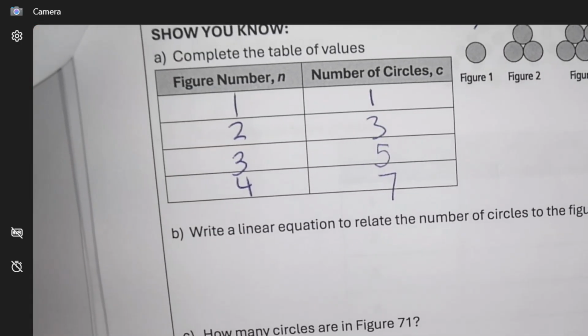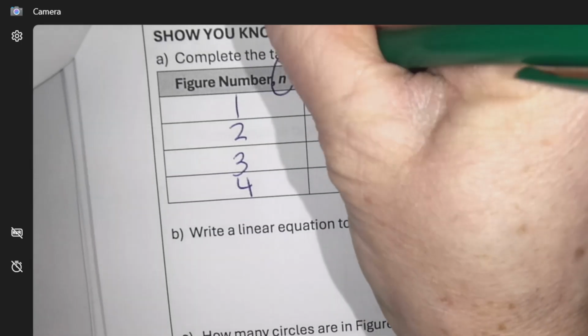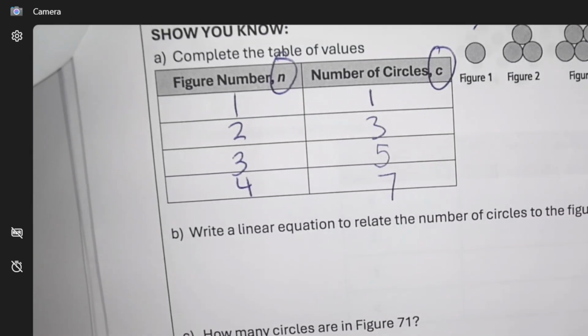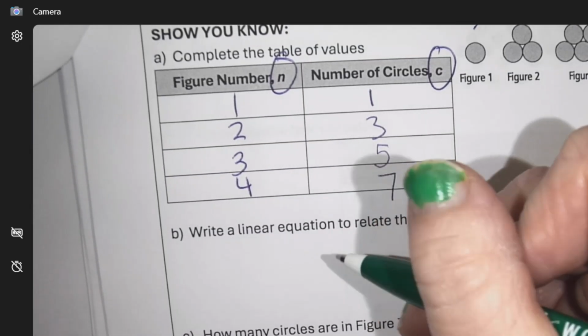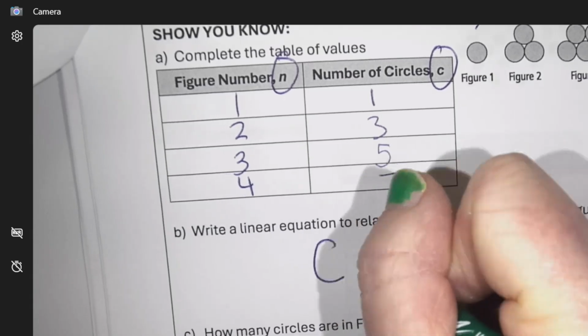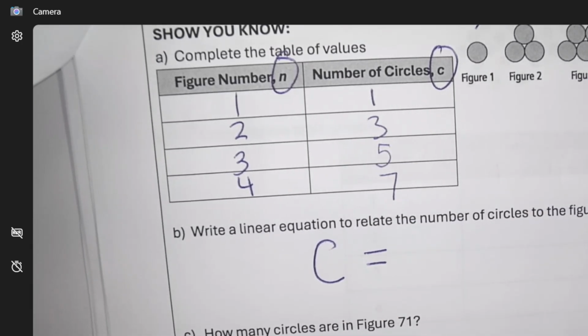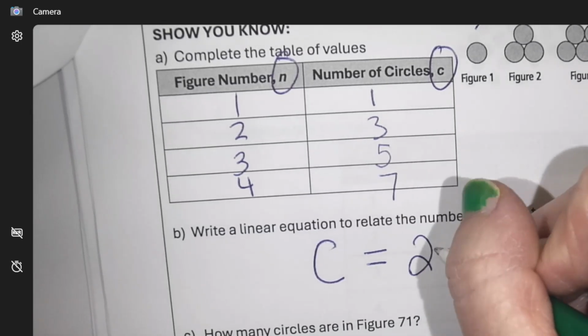Okay, so here I go. My variables are C and N. Okay, so the number of circles is, so we were changing by 2 on every figure. So 2N.